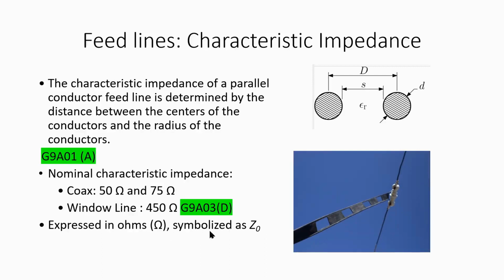Window line does not ground one side of the 2 conductors. It is what we call balanced because both conductors carry the same voltage. Neither one of them is at ground potential. That contributes to the feed line being lower loss, but it also makes it sensitive to the proximity of metal objects like rain gutters or towers or masts and things like that.